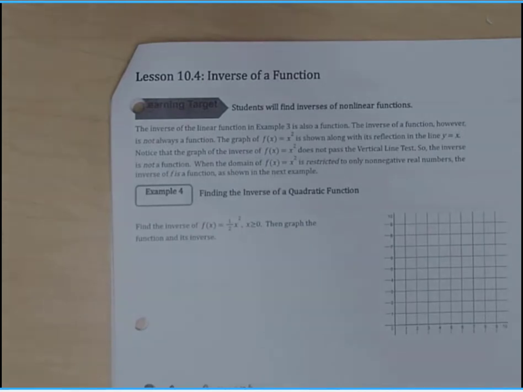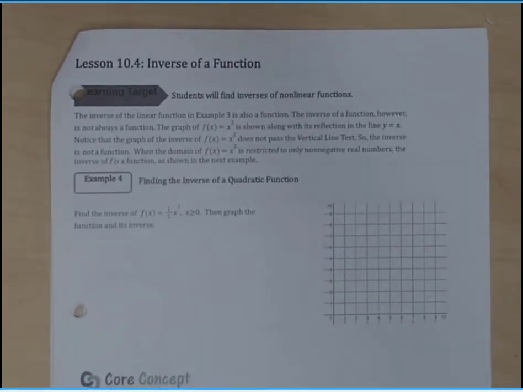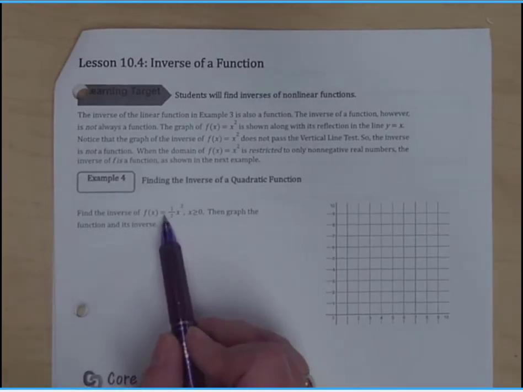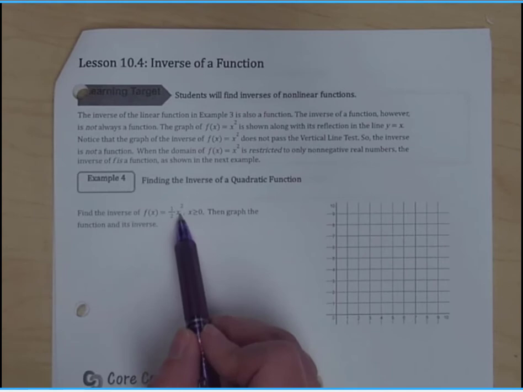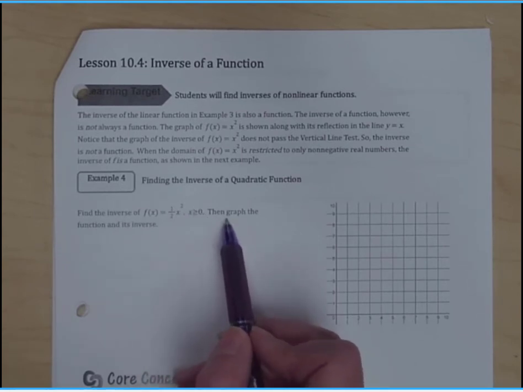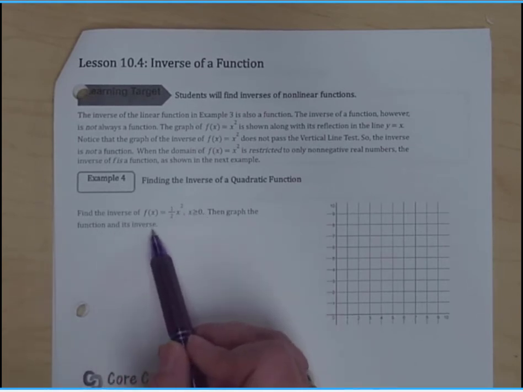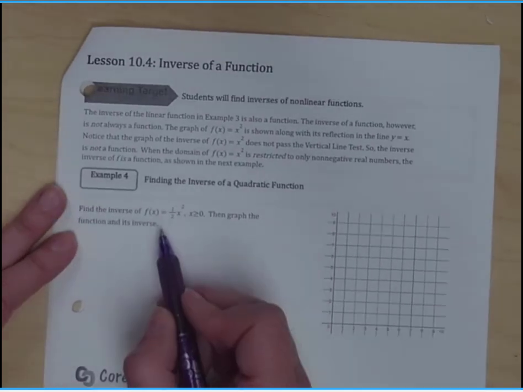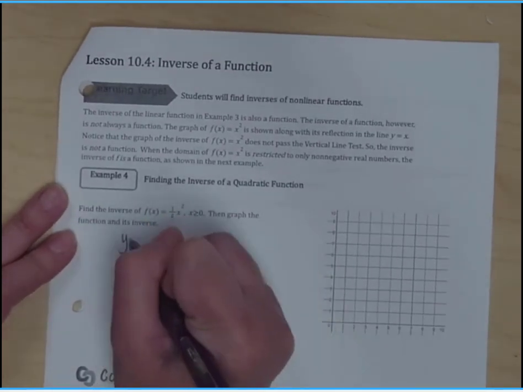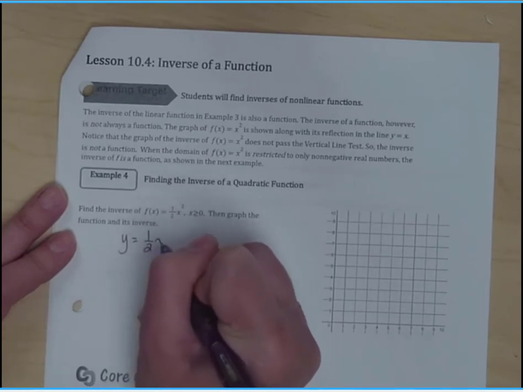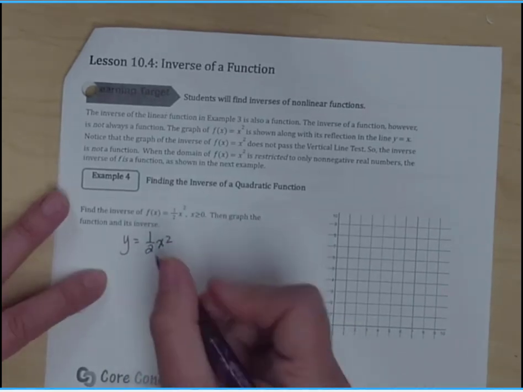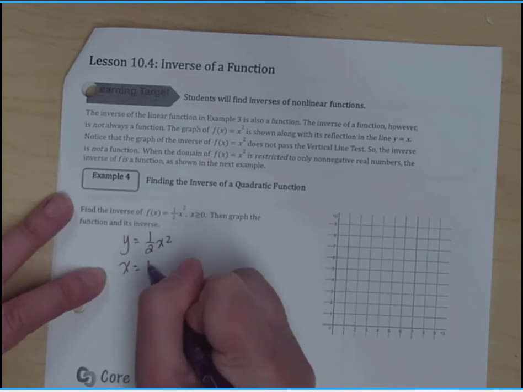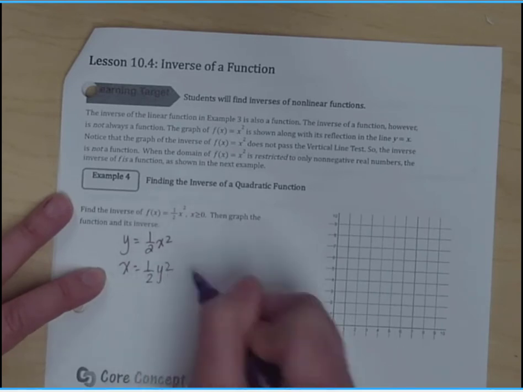All right, now let's talk about quadratic functions here. So it says find the inverse of f of x equals 1/2 x squared, where x is greater than or equal to 0. Then graph the function and its inverse. So let's take a look. So I have y equals 1/2 x squared. I want to swap my x and y. So x equals 1/2 y squared.